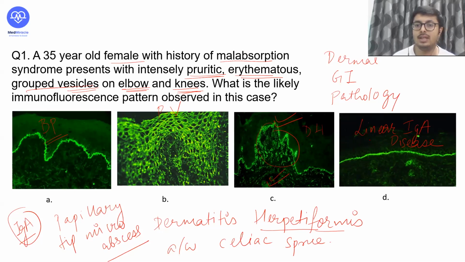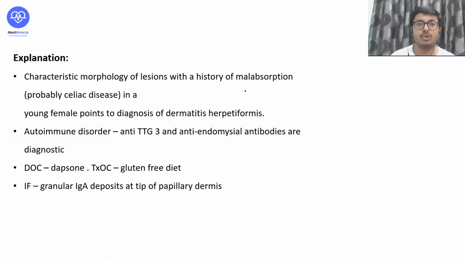And this is linear IgA disease. So the characteristic morphology of the lesion with the history of malabsorption, which is probably a celiac disease in young females, points to the diagnosis of dermatitis herpetiformis. The antibodies are very, very important and they are frequently asked.